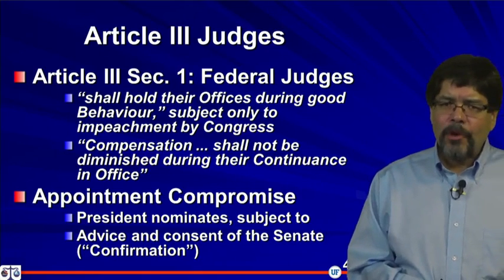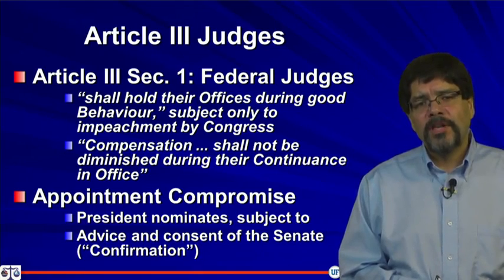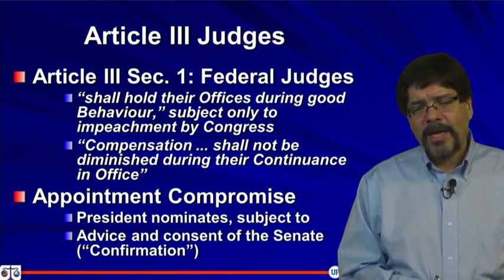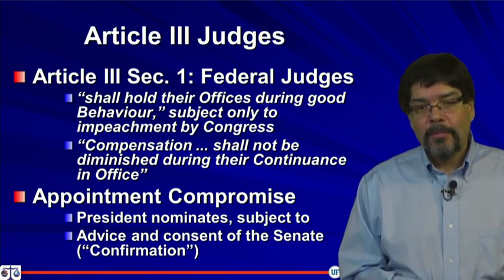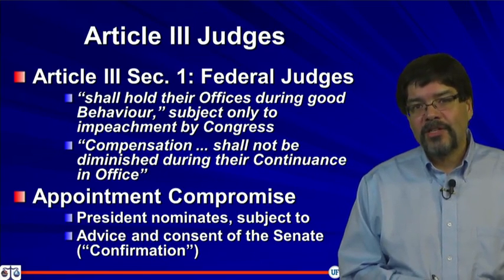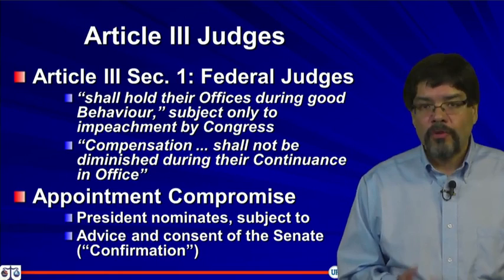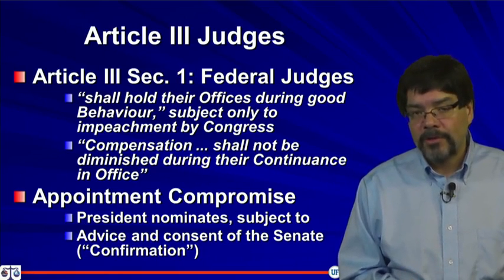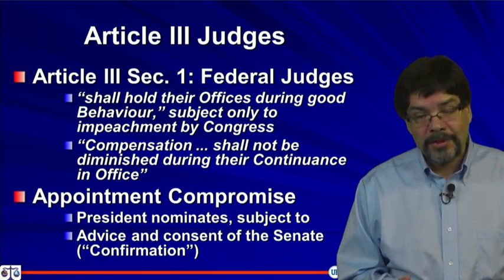The appointment of judges themselves is another compromise from the convention, and it states that the president has the power to nominate a federal judge, an Article 3 judge, but that the advice and consent of the Senate is required for their appointment. And this is called the confirmation process, and it applies to all federal judges, including the justices of the Supreme Court of the United States.